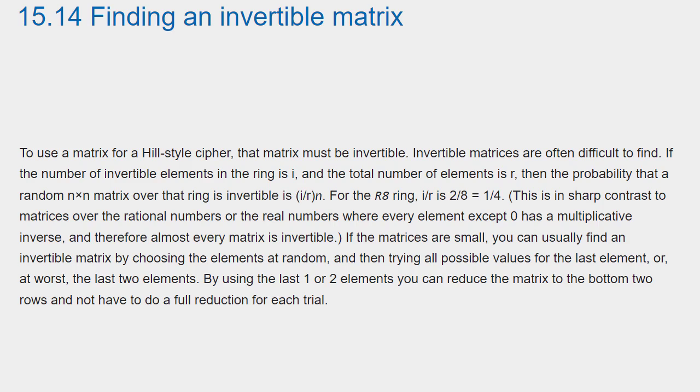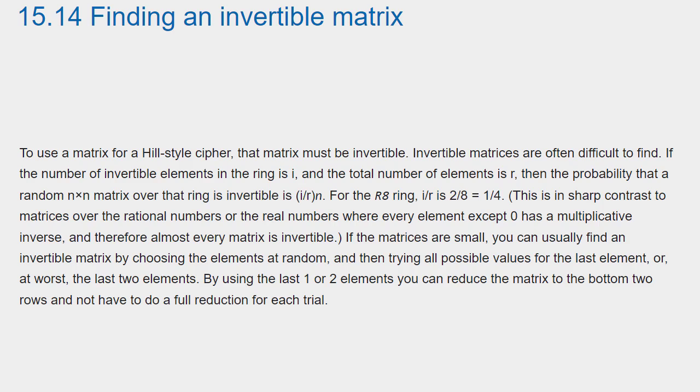If the number of invertible elements in the ring is I, and the total number of elements is R, then the probability that a random n by n matrix over that ring is invertible is (I/R)^n. For the R8 ring, I/R is 2/8, which equals 1/4. This is in sharp contrast to matrices over the rational numbers or the real numbers, where every element except 0 has a multiplicative inverse, and therefore almost every matrix is invertible.